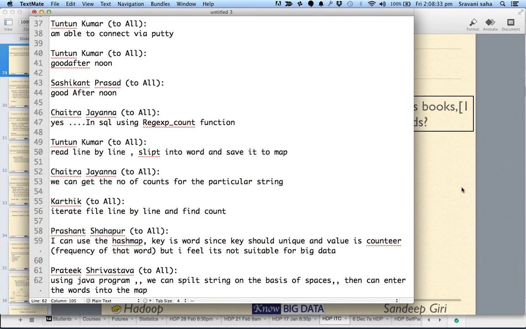The wc command does not give you the frequency counts. It gives you the total number of characters in a file, total number of words, and total number of lines in a file. wc will not give you how many times a word has occurred in a file.